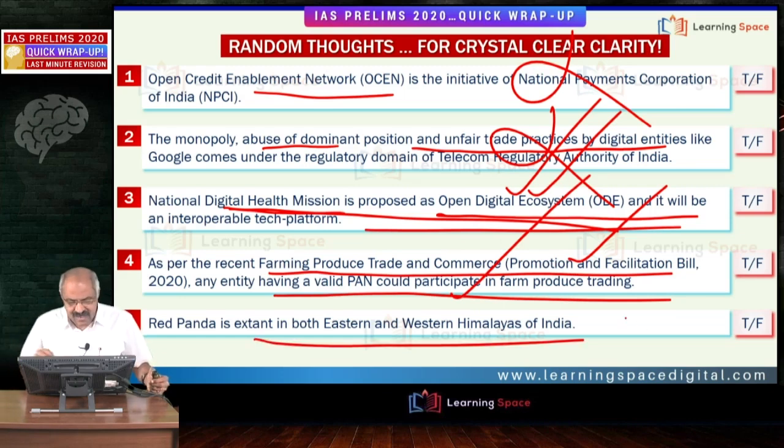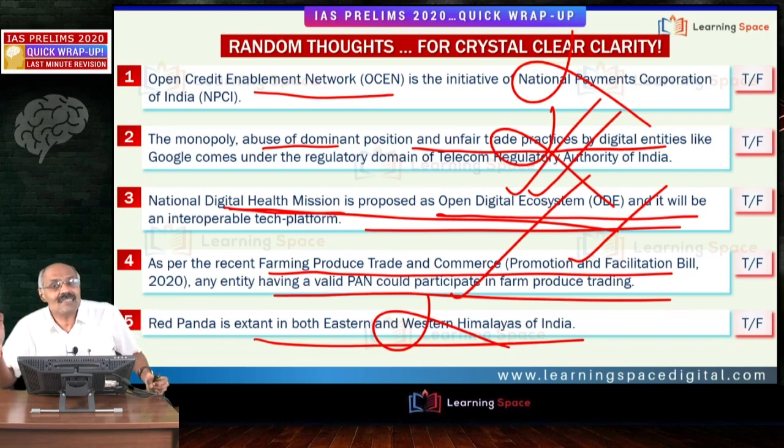Then, Red Panda, please correct this statement. Red Panda is in existence towards the Eastern Himalayas, not towards Western Himalayas. Starting from somewhere around Nepal, then Sikkim, Northern West Bengal, Bhutan, Arunachal Pradesh, some areas of Myanmar, then China. So this is towards the Eastern Himalayas part as far as Red Panda is concerned. So friends, Red Panda and giant panda, these are different. Giant panda belongs to China. That is extant in China only. I am talking about giant panda.